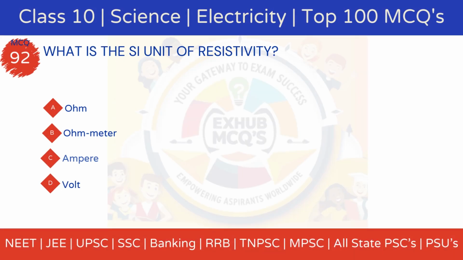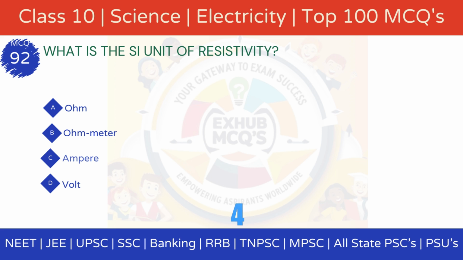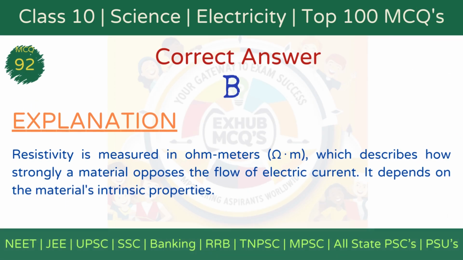MCQ 92. What is the SI unit of resistivity? Option A, ohm. Option B, ohm meter. Option C, ampere meter. Option D, volt. The correct answer is option B, ohm meter.